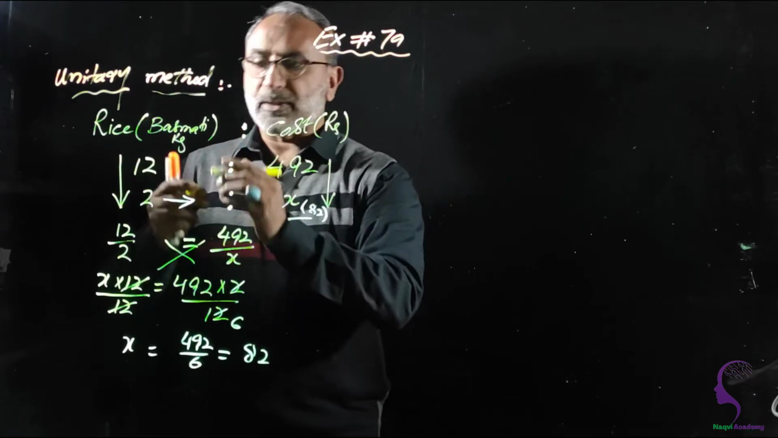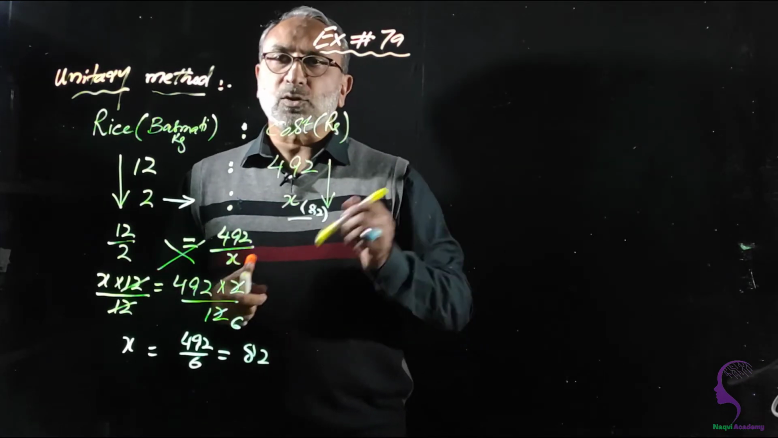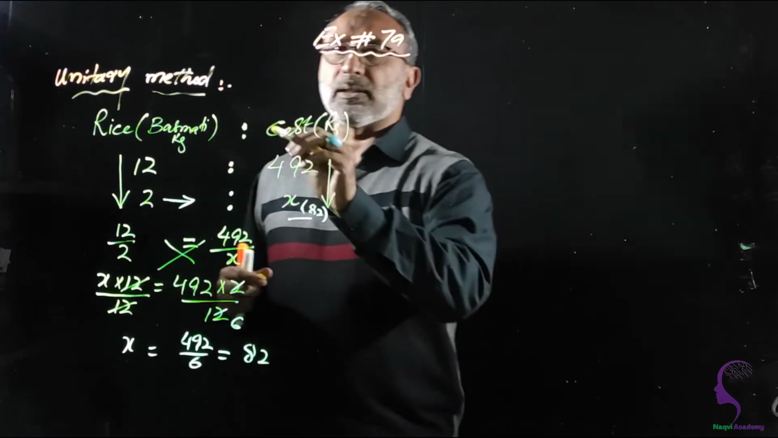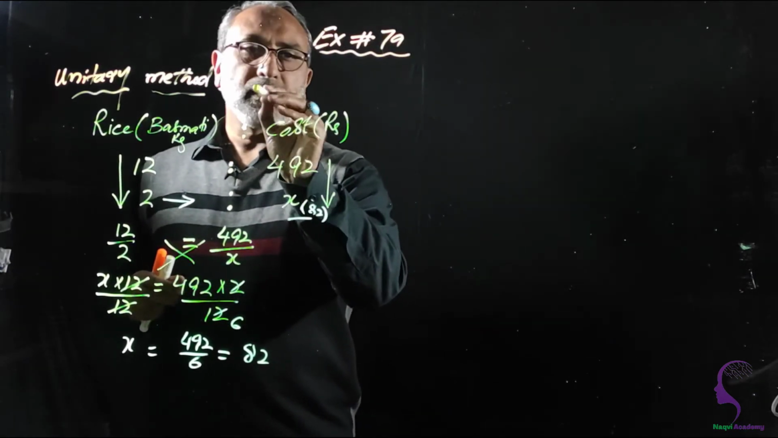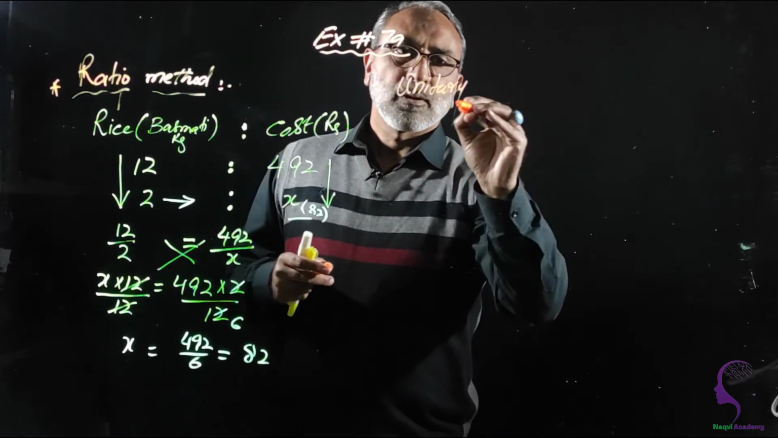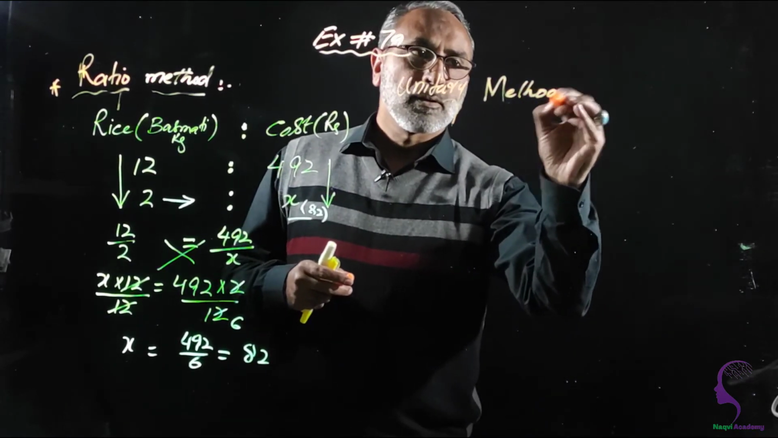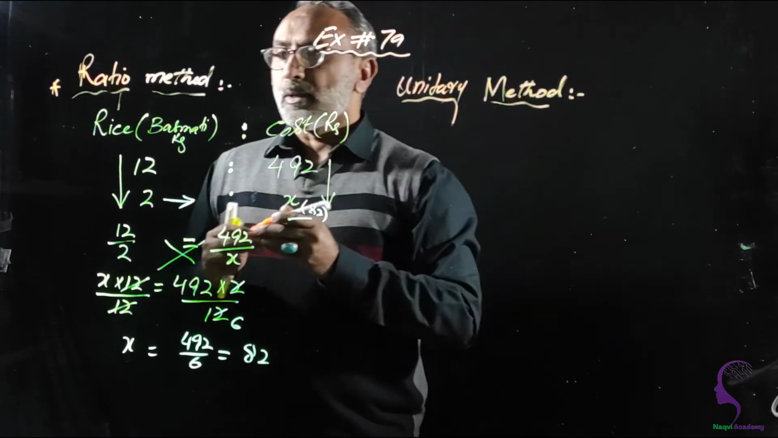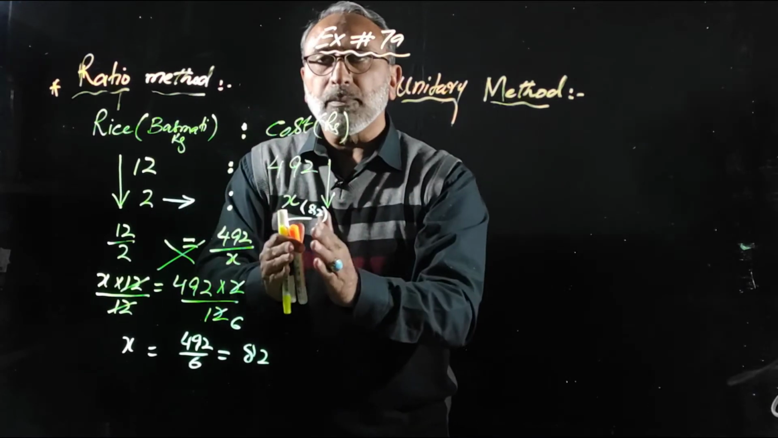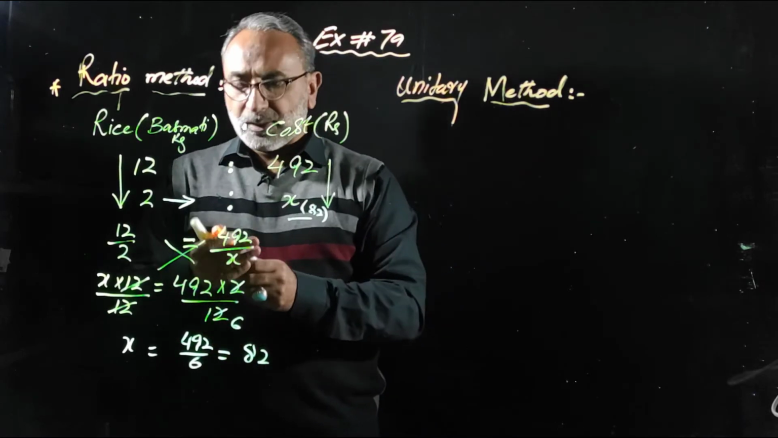This one method is the ratio method. Now I will explain the second method, which is called the unitary method. One quantity is rice in kg, the other is cost in rupees.